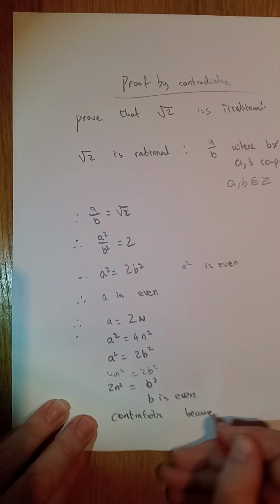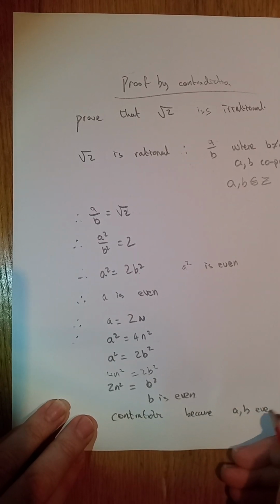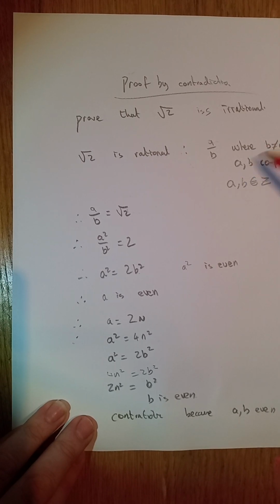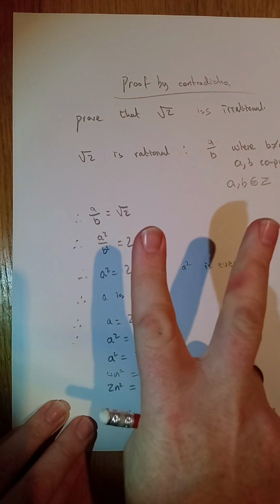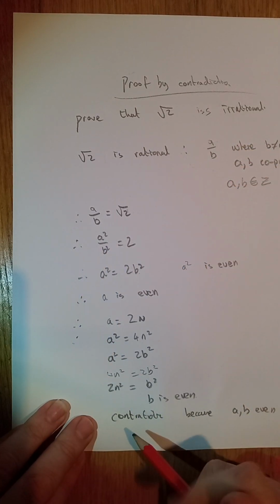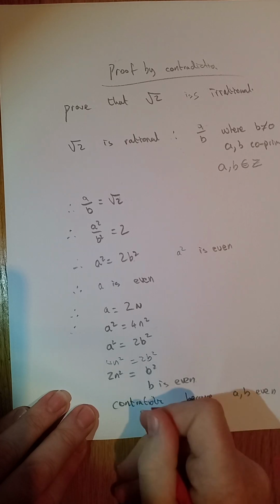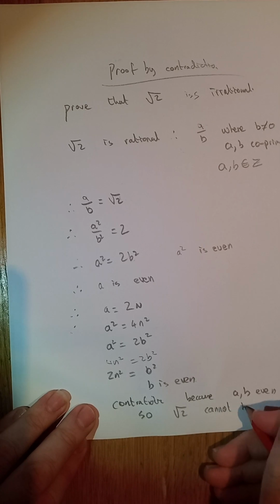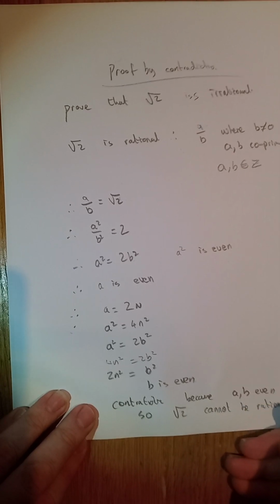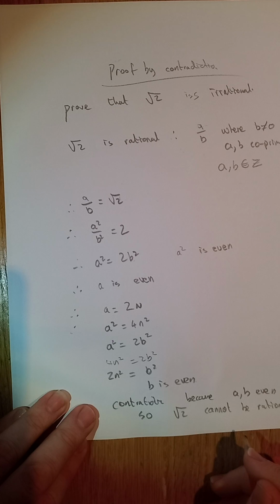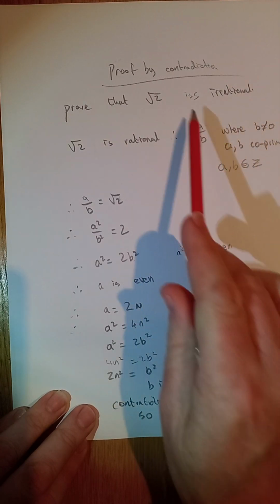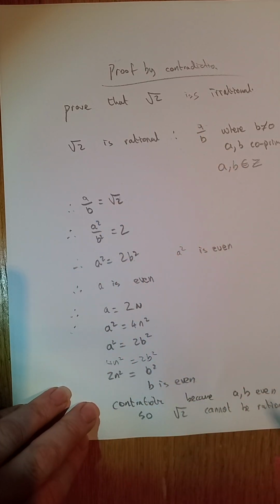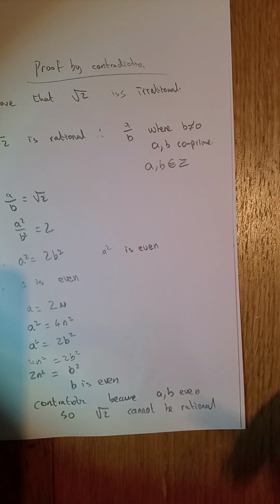Because a and b are even. And we said they're either co-prime or they have no common factor, but if both of those were even, I could divide both of them by 2. And there's your contradiction. So the square root of 2 cannot be rational, because it cannot be written in the form a over b, where a and b are in their lowest form and you can't divide them anymore. So there is your proof by contradiction.